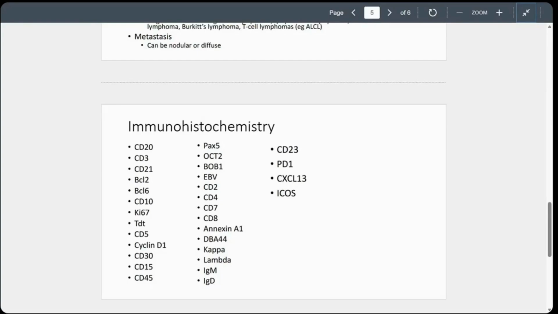Got a number of ones at the end there, ICOS and CXCL13. These are for the T follicular helper cell lymphomas like angioimmunoblastic and so on. But again, they can be diagnosed quite confidently with good morphology, and particularly with a PAS stain, actually, which is really good for highlighting the vasculature in lymph nodes.